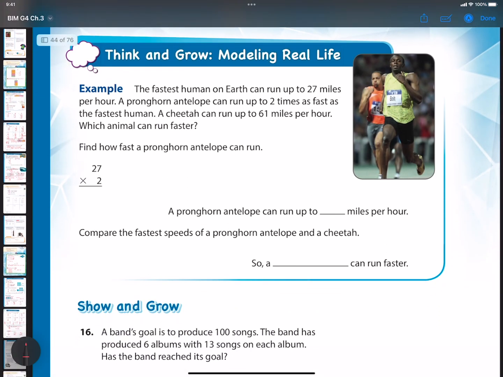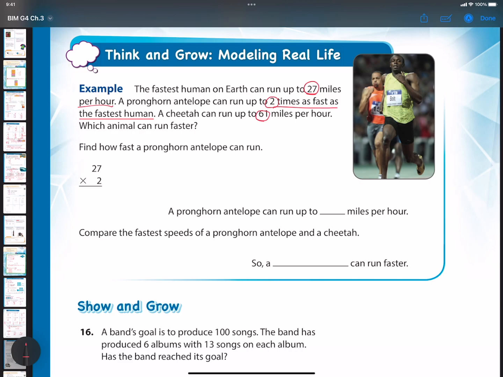Think and grow. Modeling real life. Example, the fastest human on earth can run up to what? 27 miles per hour. A pronghorn antelope can run up to 2 times as fast as the fastest human. A cheetah can run up to 61 miles per hour. Which animal can run faster? I guess cheetah, since cheetah is the fastest animal, right? We know that. All right, but let's find out.